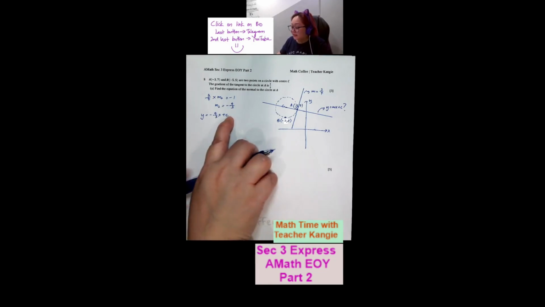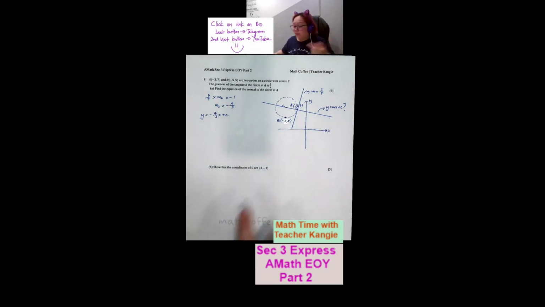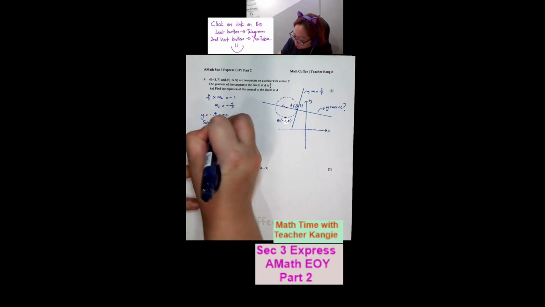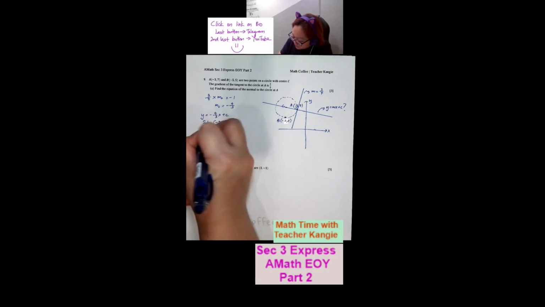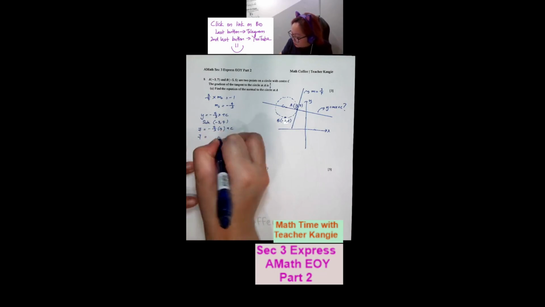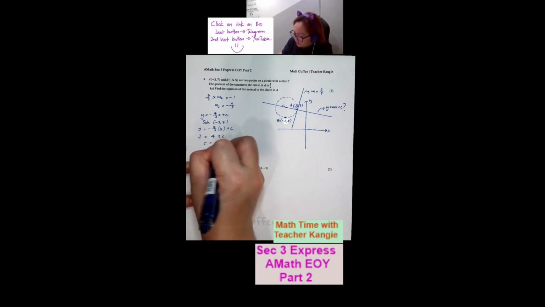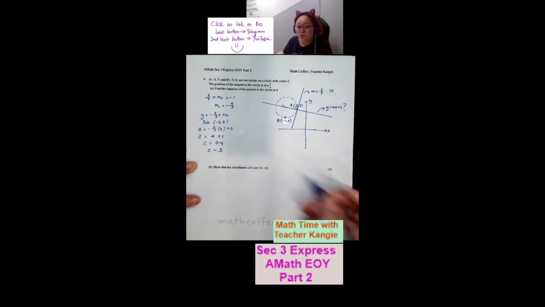How to find c? Set a point which is on the line. So now let's take a look. We only have one point, which is -3, 7. So I'm going to just substitute -3 and 7. So 7 equals -4/3 times -3 plus c. Okay, so I have 7 equals, this one is 4 plus c. So c equals 7 minus 4, c equals 3.